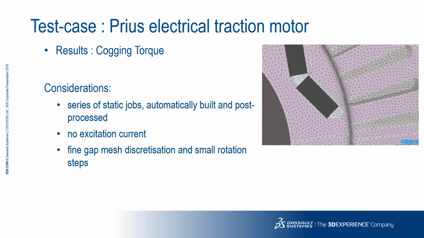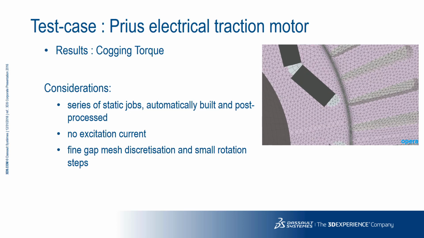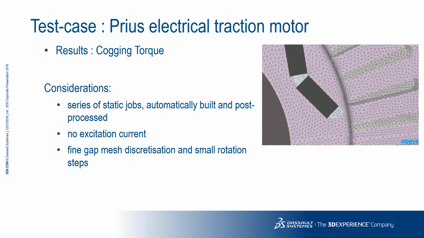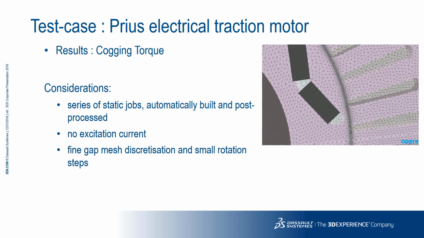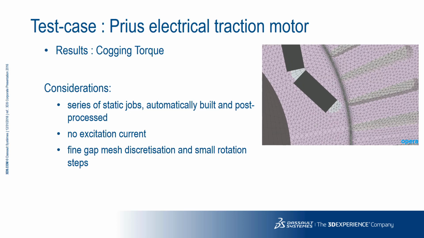This is done as a series of static jobs which are automatically built, solved and post-processed. There's no current set in the conductors and the gap mesh is very fine. This is a crucial requirement when doing cogging torque analysis because of the high cancellation fields and the small rotation angle, usually equivalent to 1 or 2 stator slots.